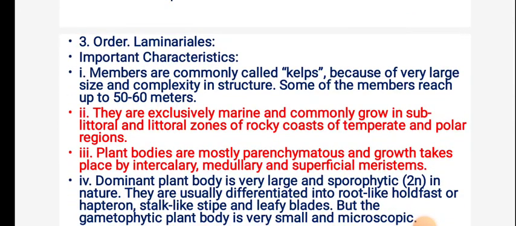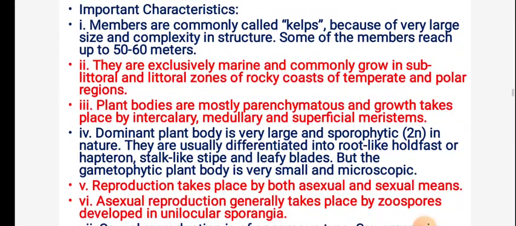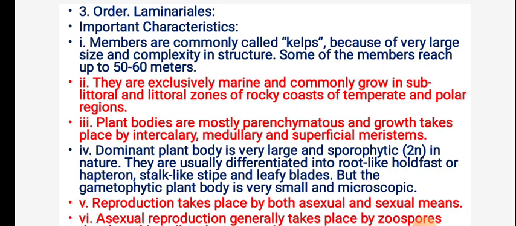Then our order Laminariales is there. So Laminariales has important characteristics, as you know. The members are commonly called kelp because of very large size and the complexity in the structure. These members reach up to 50 to 60 meters, right? Exclusively they are marine forms, and they grow in the sublittoral and littoral zones, that is on the rocky coastal area of temperate and polar regions. The plant body is mostly parenchymatous and growth shows.